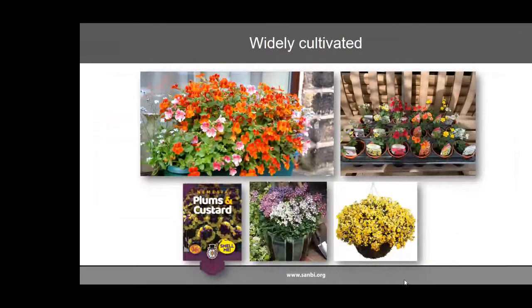Nemesia is important as it is very widely cultivated, especially in the Northern Hemisphere. Due to the annual habit and variously colored flowers, plants easily hybridize. Plants are popular with gardeners as bedding plants and are used in baskets, window boxes, and containers. Annually, many new hybrids are created, like, for example, the bottom left, Plums and Custard, which is one newly created hybrid.